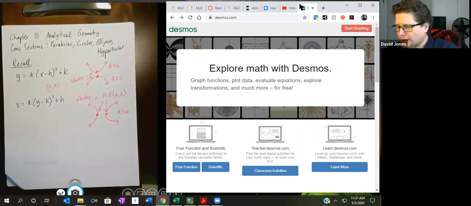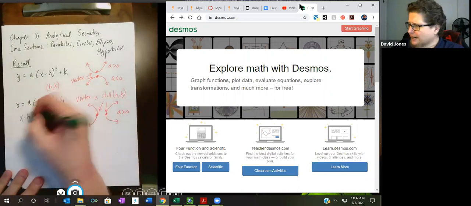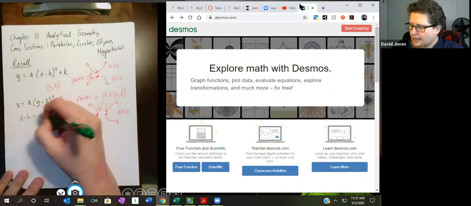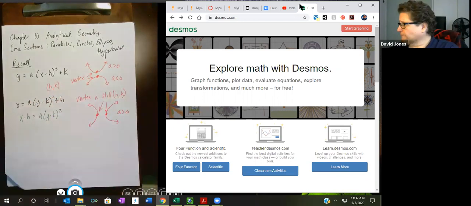And another form we often see this in is if they subtract h to the other side, they have x minus h equals a times (y minus k) squared. Okay?